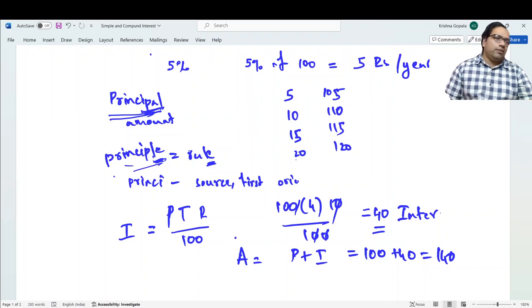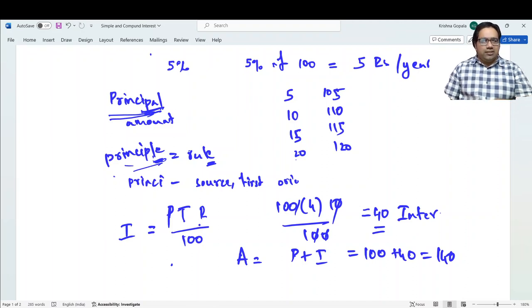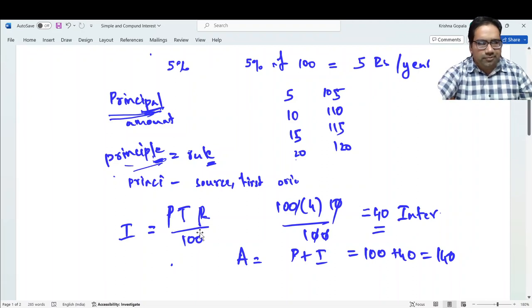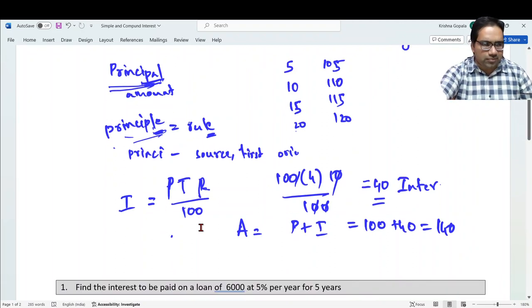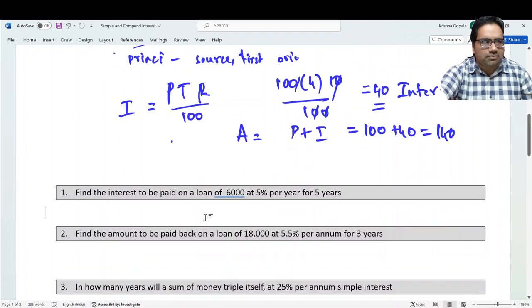Any principal, if it is given, whether 1000 or 200, whatever the principal, whatever the time in which we have to repay, generally this is in years, and the rate for each year or each time period, then P into T into R by 100 will become the total interest. We have to repay the principal also, and the interest also. This is called simple interest.